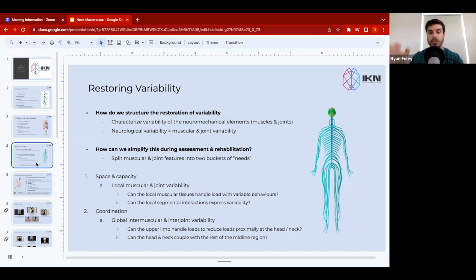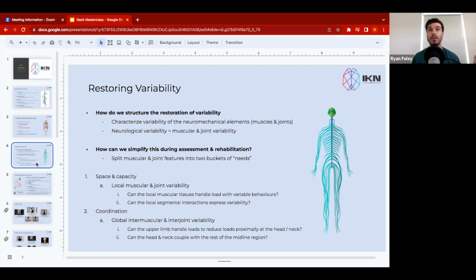Okay, so we split these rehab features into two buckets of needs: local needs and global needs. Local needs represent space and capacity, we call it, or local muscular variability and local joint variability. So like I said before, in this masterclass we're thinking about, can the muscles that connect the head to the cervical spine, that connect the head to the thoracic spine and the scapula, express variability in their behavior when handling load? Can they express isometric, concentric, eccentric behaviors? And do the local segmental interactions express variability?